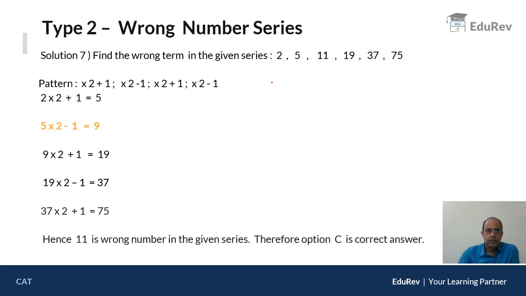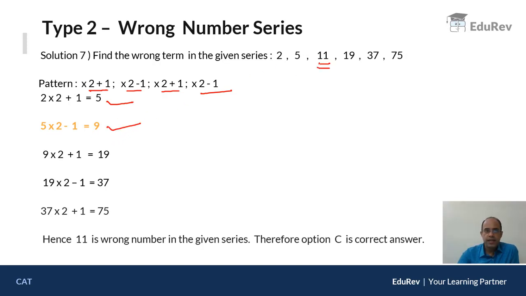What is the pattern? Pattern is into 2 plus 1, into 2 minus 1, into 2 plus 1, into 2 minus 1. Now 5 is 2 twos are 4 plus 1. The next term should be 5 into 2 minus 1. That means instead of 11, here it should have been 9.